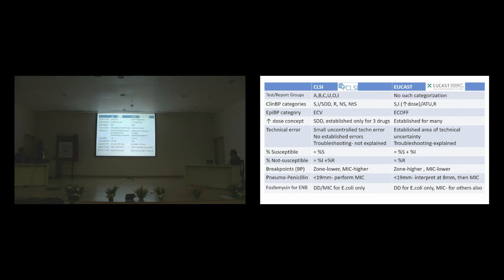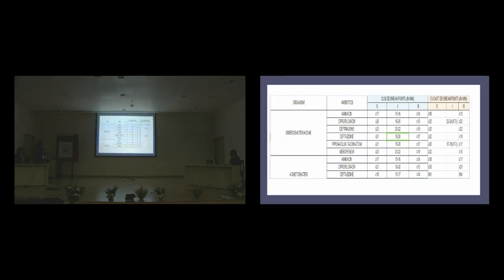And again, this part was discussed when we discussed antibiogram. And breakpoints, we see that UCAST breakpoints are slightly higher compared to CLSI. I'll show you the screenshot. And also there is a difference in reporting pattern for pneumococci and also for fosfomycin. The breakpoints in CLSI are only for E. coli, whereas in UCAST they are available for other members of Enterobacteriaceae other than E. coli also. You can see this picture here.